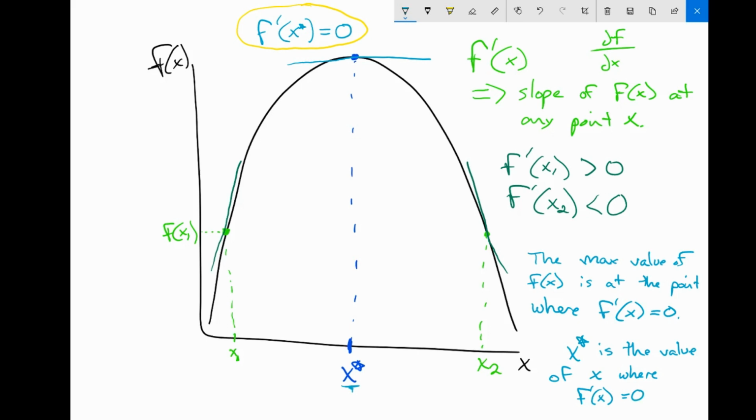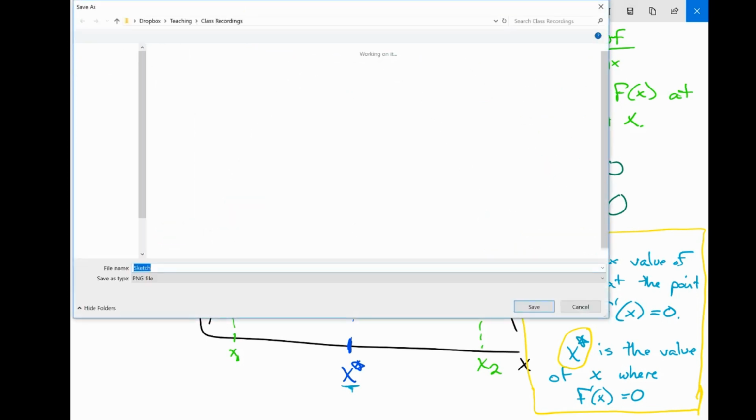All right, this is the critical point here that I want to point out. We're going to use this observation to figure out how to find x star, the value of x that maximizes the function. All right, so let's take that insight and let's formalize it into a set of steps as to how we would find the maximum.